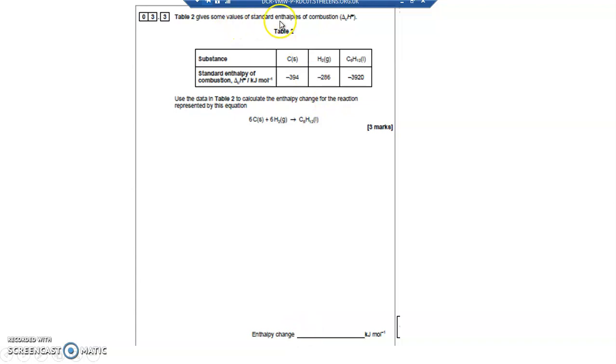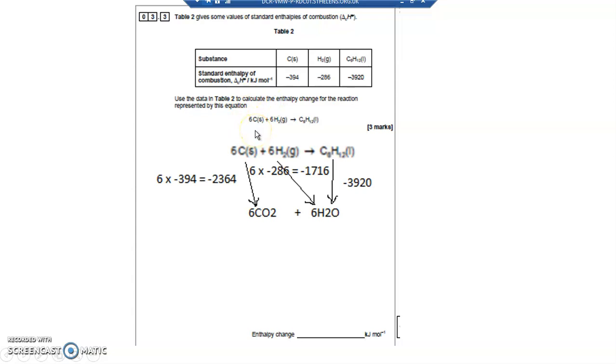Table 2 gives some values of standard enthalpies of combustion here. So I've got standard enthalpies of combustion. Use the data to calculate the enthalpy change for the reaction represented by this equation. So I need to use Hess's law here. So I've got to work out the enthalpy change for this reaction.